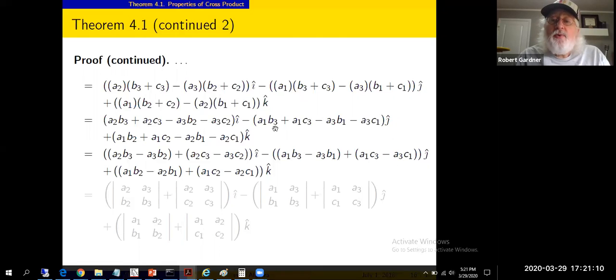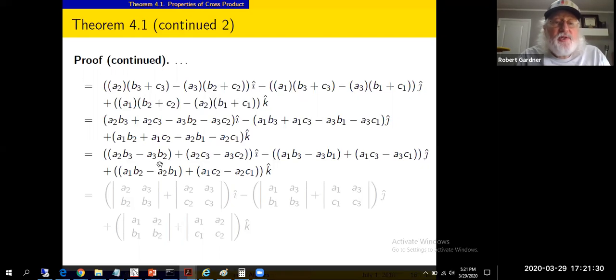Let's group the A13 with the B31, the A1C3 with the A3C1. Just moving some things around. There's numbers, commutativity, associativity. Okay. And these little things are themselves determinants of some things. So it's got the pattern.